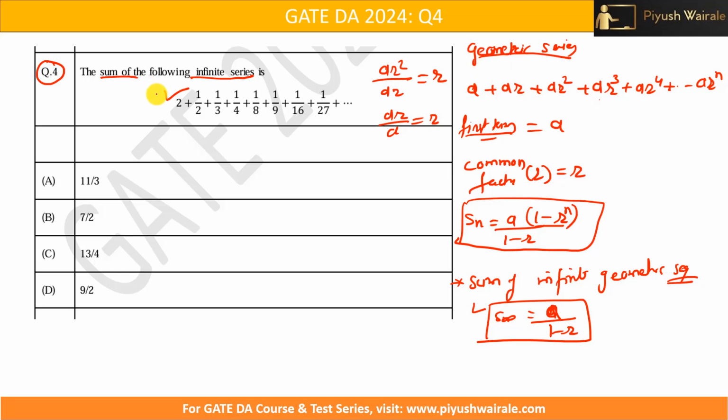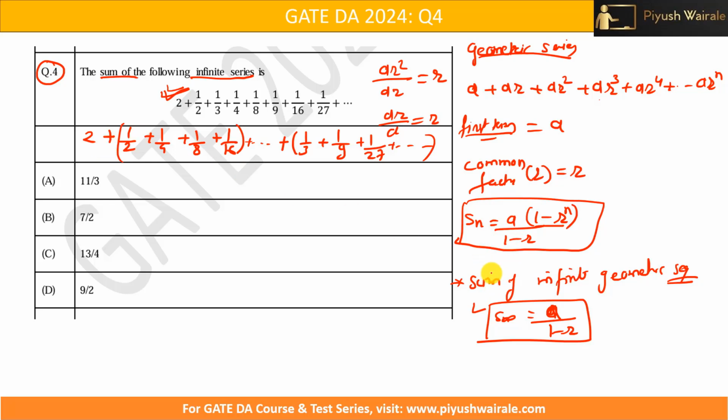Okay, now let's try to think how we can apply this particular concept here. Can I write this series like this? 2 will be as it is, 2 plus 1 by 2 plus 1 by 4 plus 1 by 8 plus 1 by 16, and so on, plus the remaining terms: 1 by 3 plus 1 by 9 plus 1 by 27 and so on. So I can write this particular series like this.